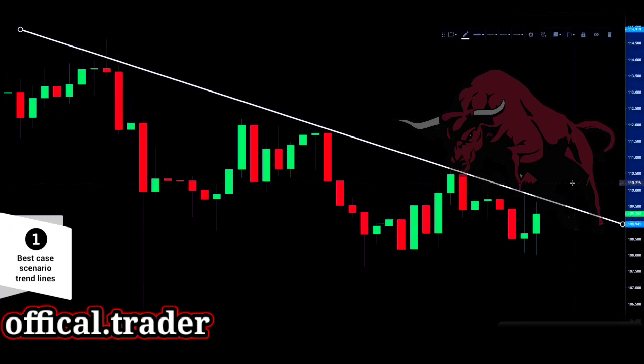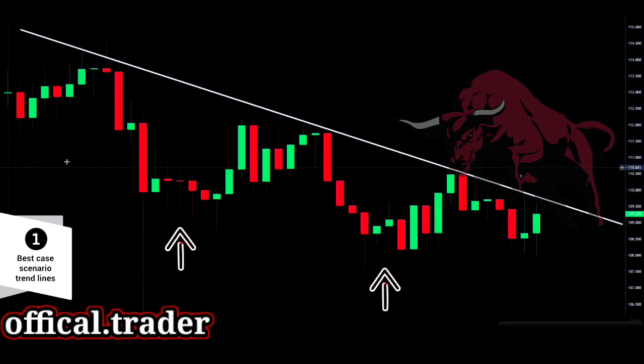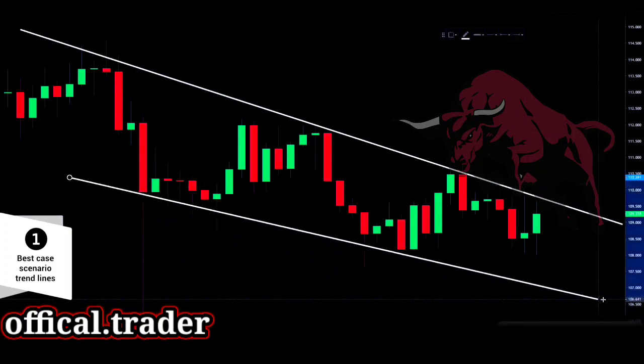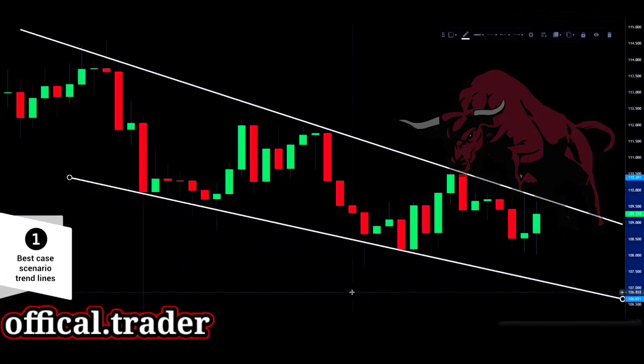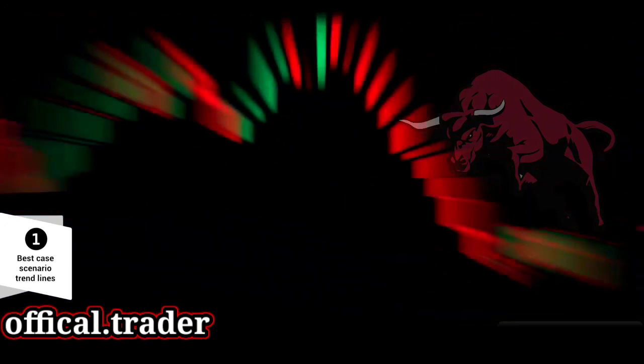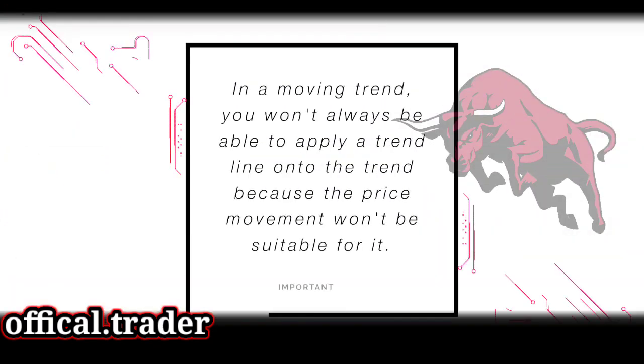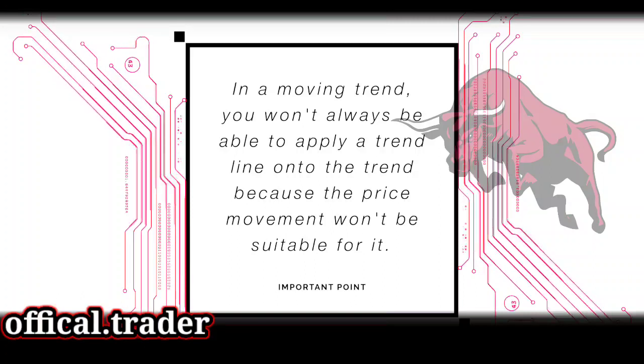And the swing lows along the bottom. So next, this is an important point we want to discuss. There isn't always a trend line you can draw, as there isn't always going to be suitable price movement for a trend line to be applied to it.